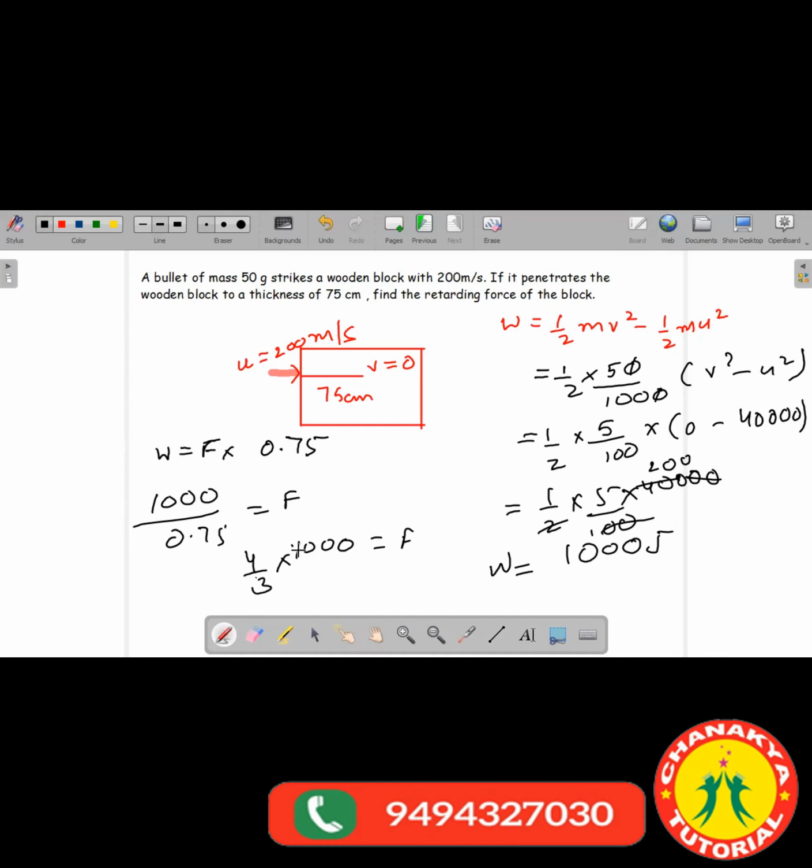Okay, it's 4 by 3. Now you can multiply and divide. You will be getting the amount of force that is applied by this bullet.